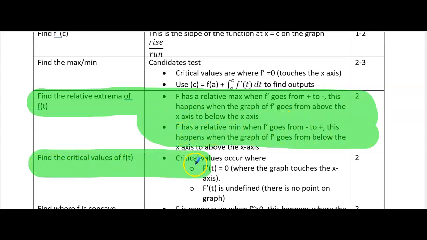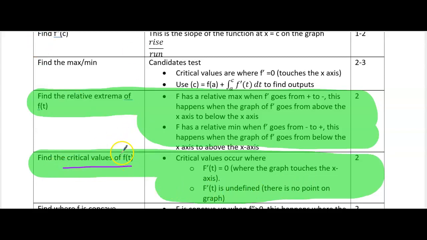We're also going to talk about how to find critical values. Those things kind of go together. Critical values, we'll start there. Critical values are those places where the derivative equals 0 or where the derivative is undefined. If you're looking at a graph, the derivative equals 0 anytime it touches the x-axis. We've already talked about that. The derivative is undefined if there's no point on the graph at that spot. So that's another place where the derivative would be undefined.